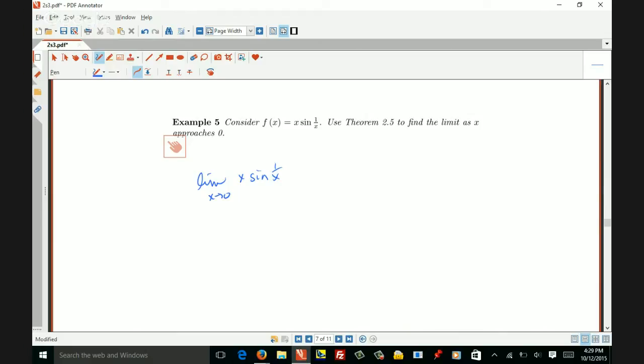So what's an upper bound for this? x sine 1 over x is less than or equal to x, right? And it's bigger than what? Negative x. Sine can go negative, so it's negative x. So what that's going to tell me is that the limit then is going to be what?